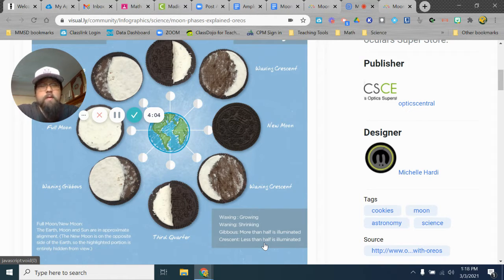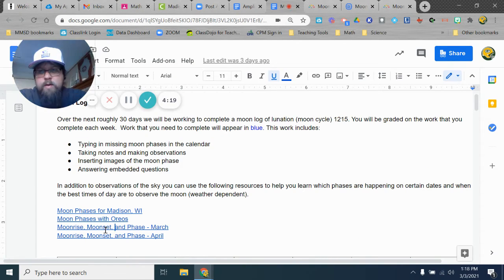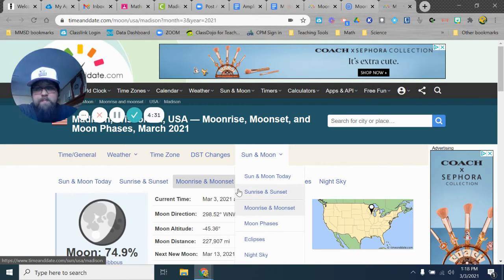So that's another resource. And then I think what will be a pretty useful resource, especially when you're trying to figure out when I might be able to go outside this week and make an observation of the moon, will be the third link and fourth link, depending on what month we're in. So first off, it's going to start in March. So you're going to click the link for moonrise, moonset, and phase for March. It's going to take you to this site.